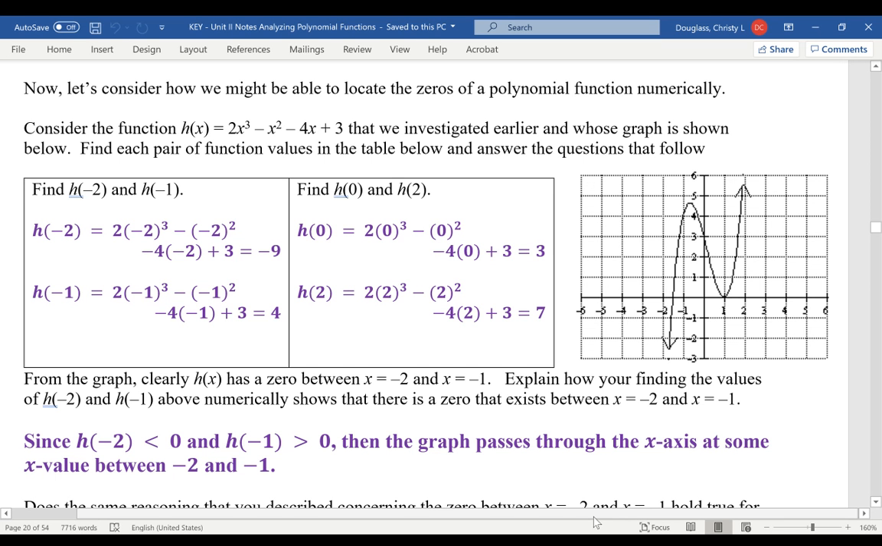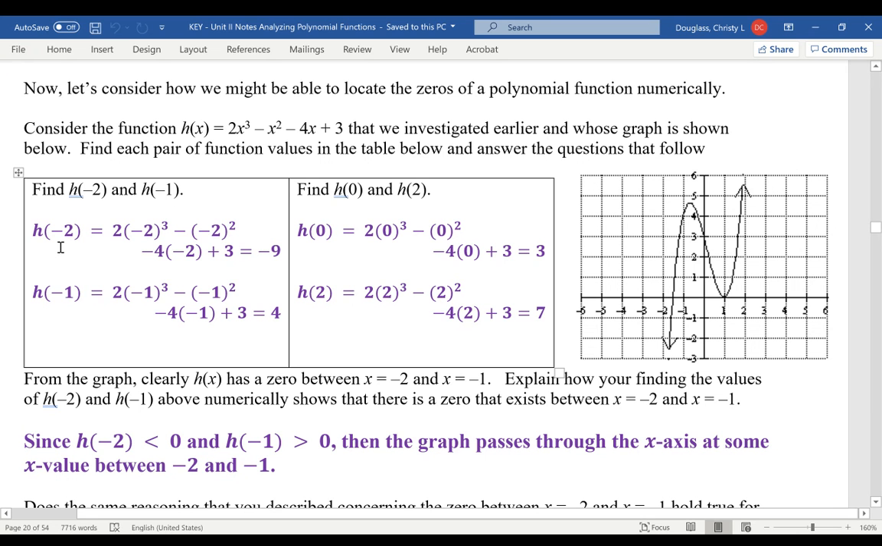Let's consider how we might be able to locate the zeros of a polynomial function numerically. Let's consider h of x equals 2x cubed minus x squared minus 4x plus 3 that we investigated earlier and whose graph is shown below. First, we find each pair of function values in the table and answer the questions that follow.